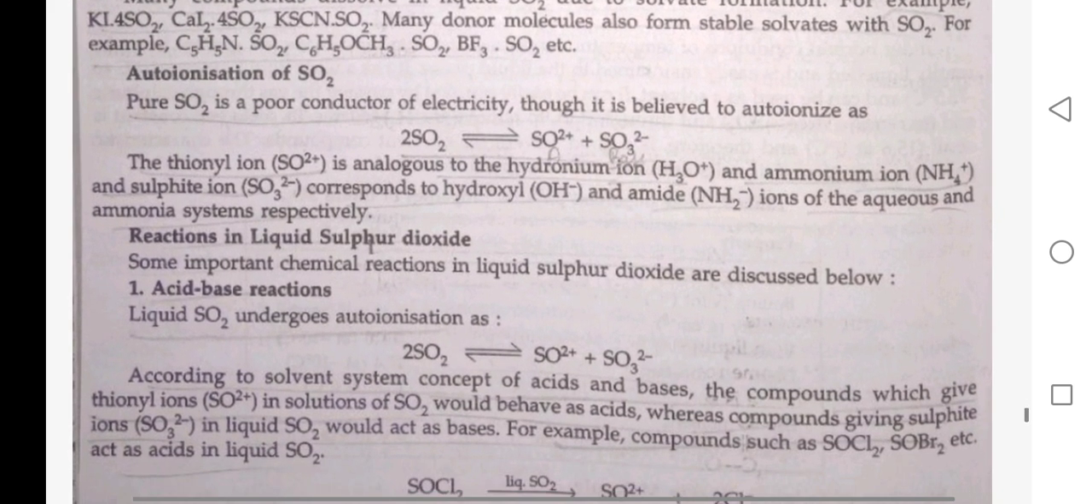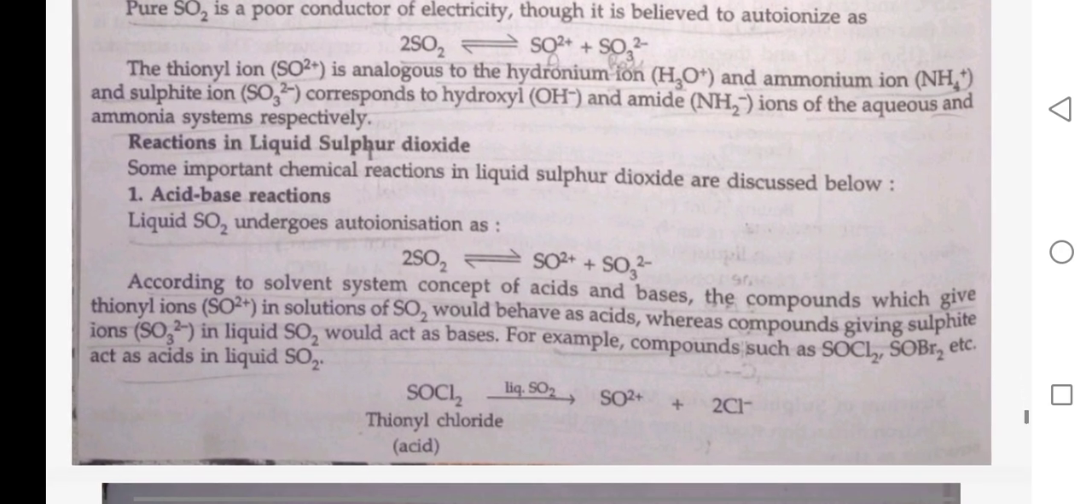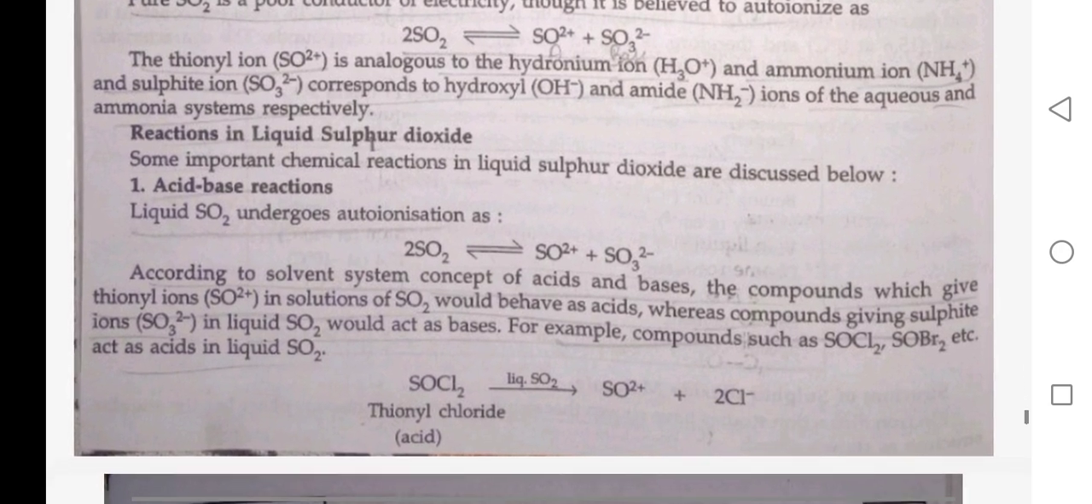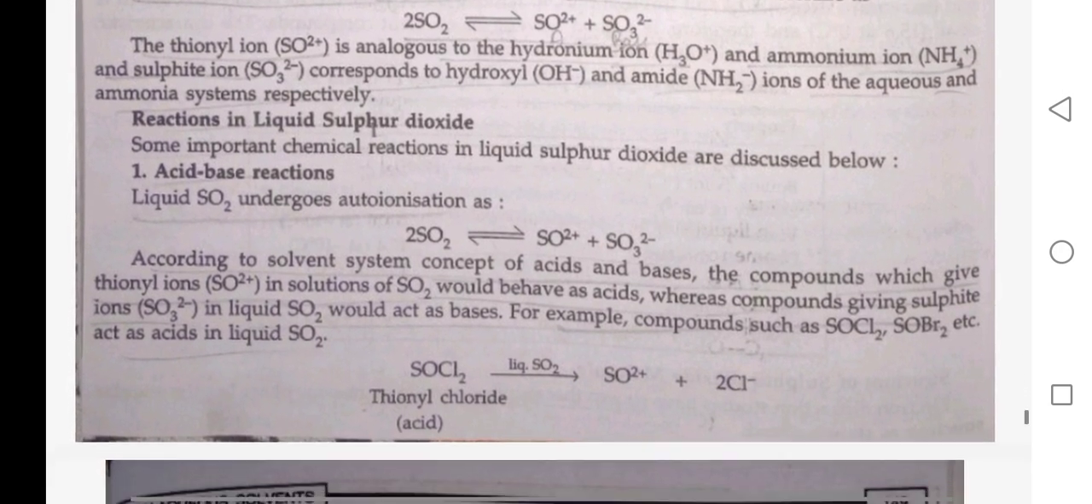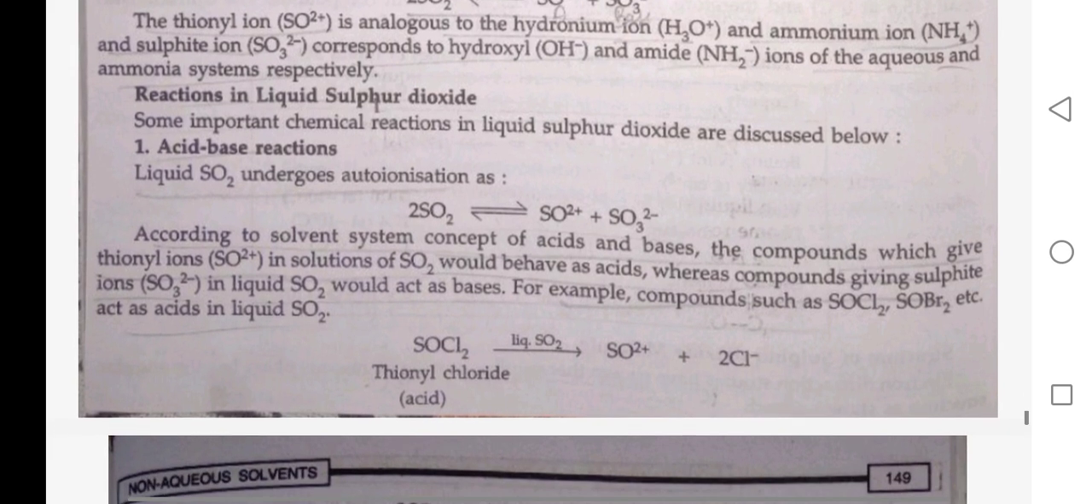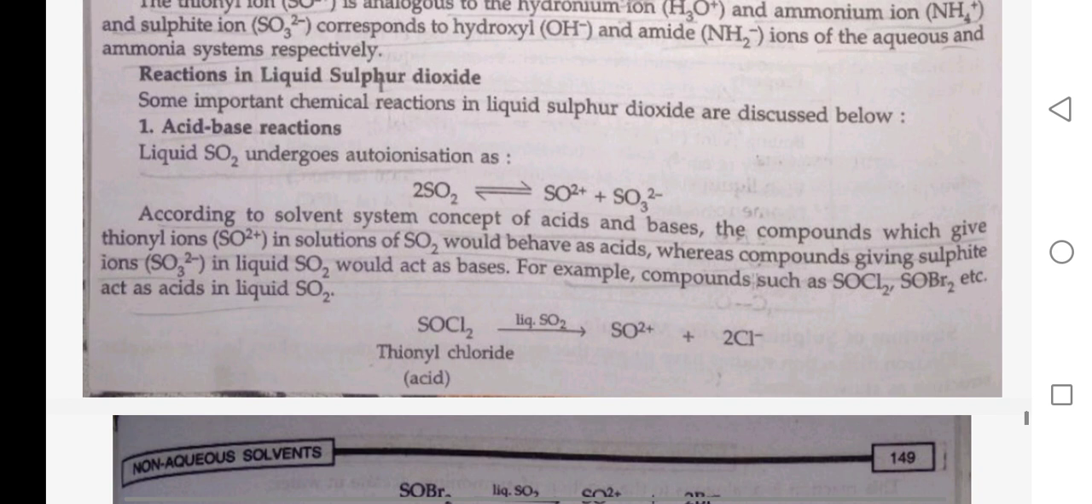Autoionization of SO2. Pure SO2 is a poor conductor of electricity, though it is able to undergo autoionization. The thionyl ion is analogous to the hydronium and ammonium ions, and sulfite ions correspond to hydroxyl and amide ions in the aqueous and ammonia systems respectively.